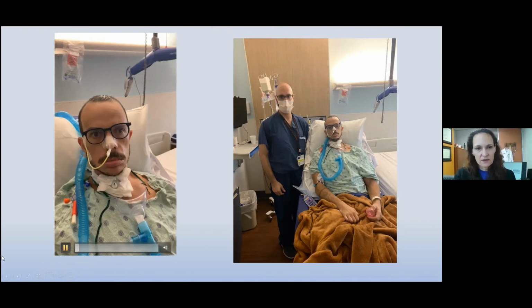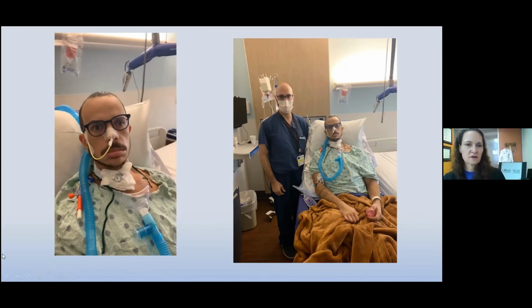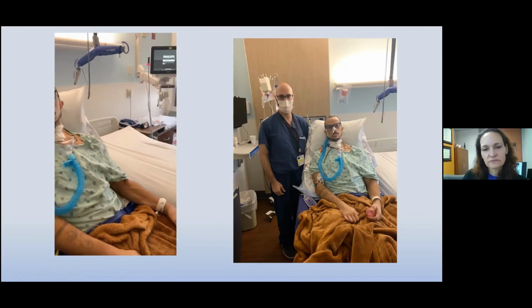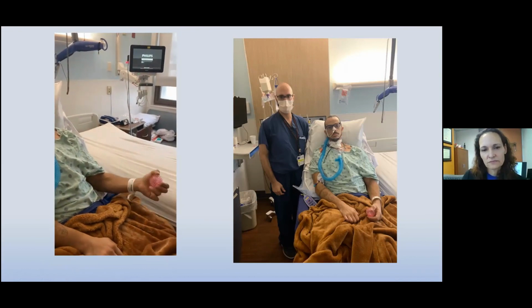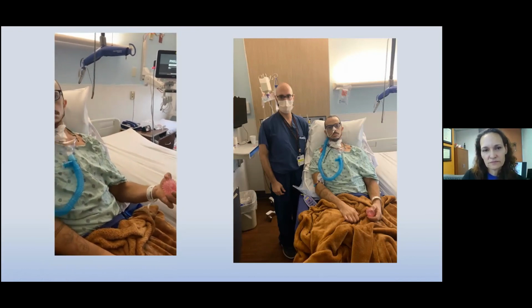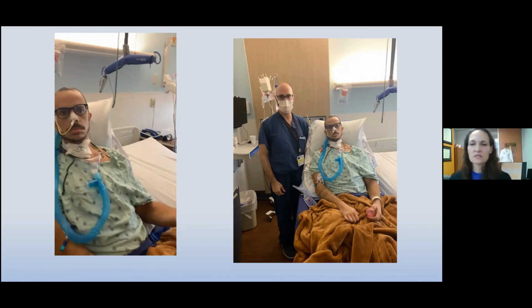Let's see if we have a little of this. Can you hold up your arm for me? Hold up your arm. There you go. Good. So he was able to follow directions. He had a passy-muir valve, but he wasn't really able to phonate quite yet. But this is super early.